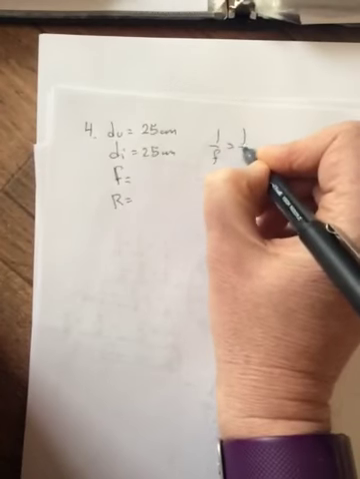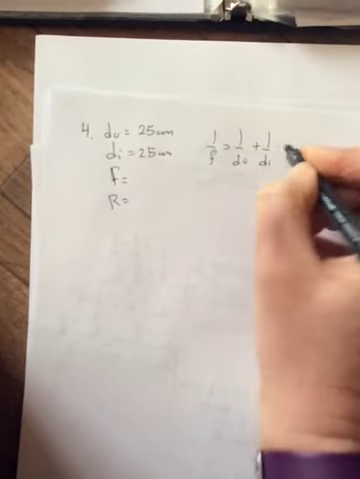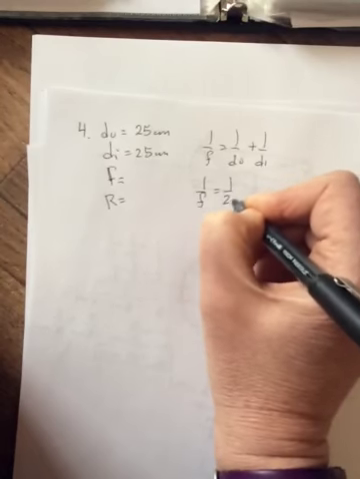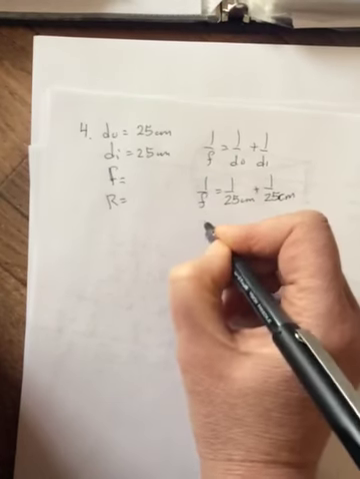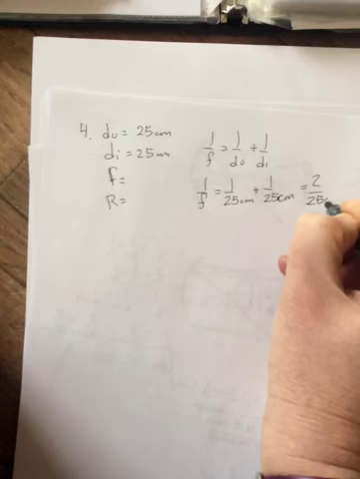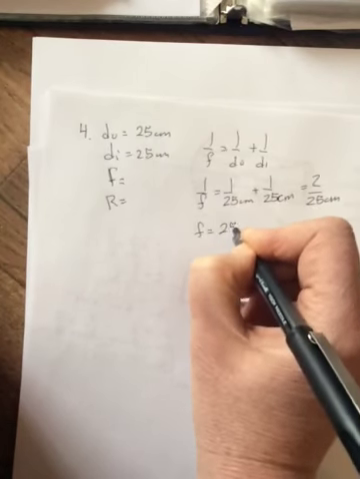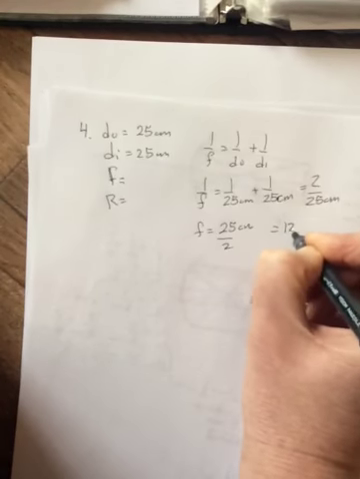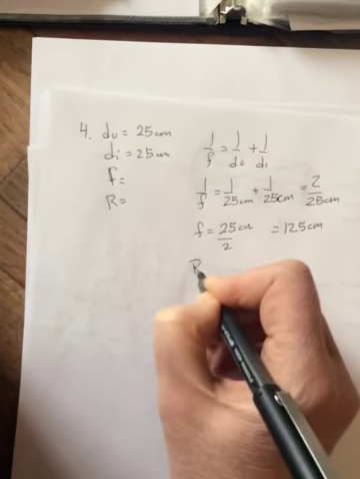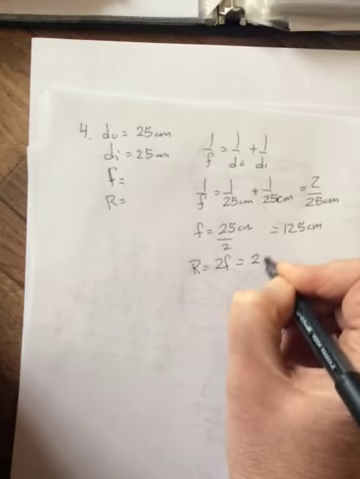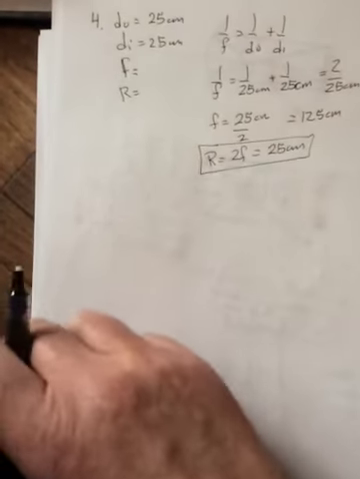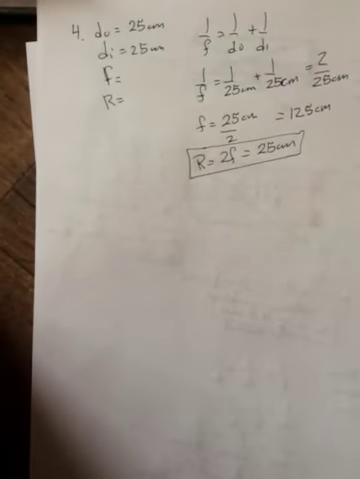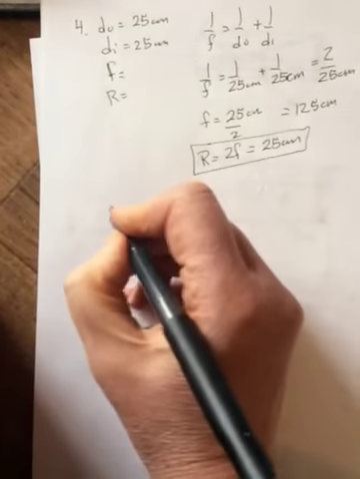So 1 over F is equal to 1 over DO plus 1 over DI. So 1 over F is equal to 1 over 25 centimeters plus 1 over 25 centimeters, which should be about 2 over 25 centimeters. Which means F is equal to 25 centimeters over 2, or 12.5 centimeters. But R is equal to 2F. So R is equal to 25 centimeters, which should make sense. The object and the image are at the same spot and are the same distance apart, or same size if they're at C.